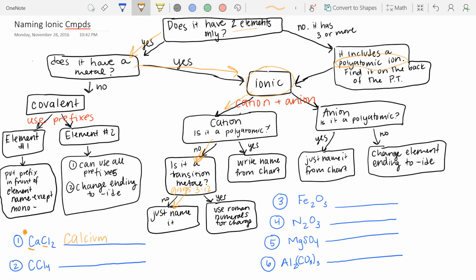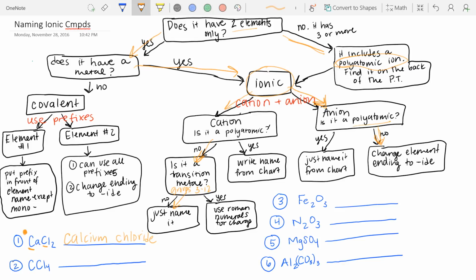But now we need to come back to our anion. So we come to the next part. For the anion, is it a polyatomic? Unless you came through this pathway, the answer is going to be no. We do not have a polyatomic. So now we change the element ending to IDE. We know that Cl on the periodic table is chlorine, but we're going to change the ending from chlorine to chloride. So we changed that ending here. So our name for CaCl2 would be calcium chloride.